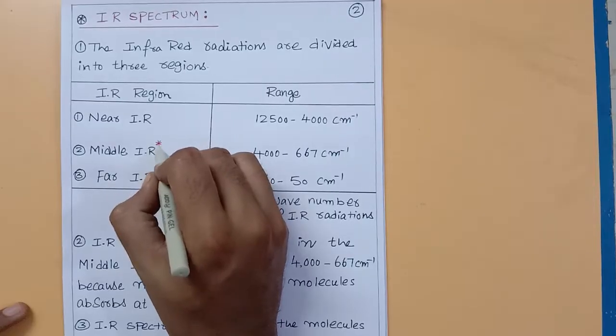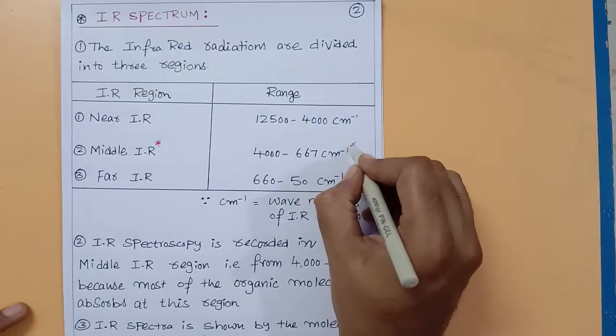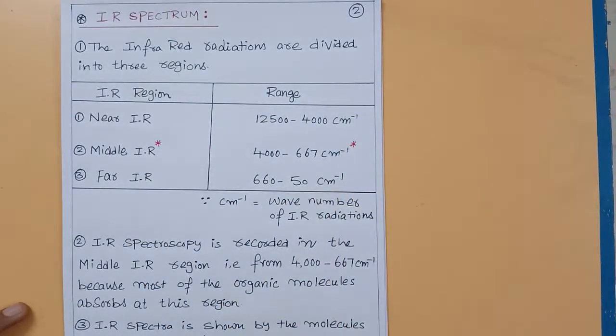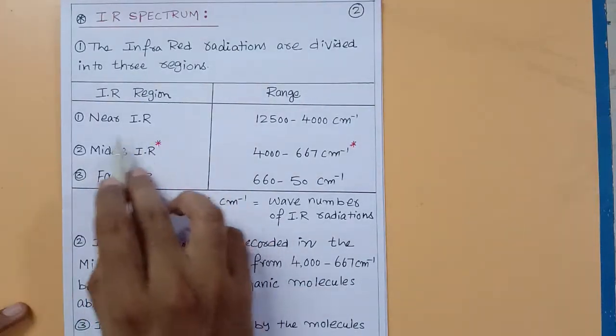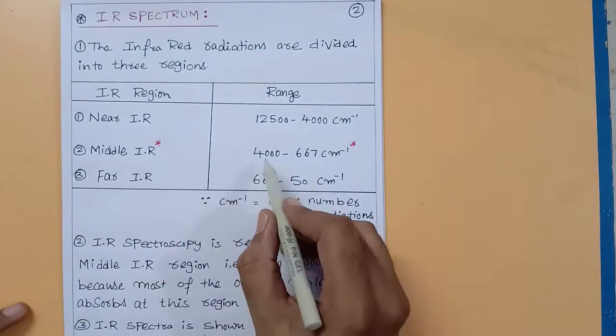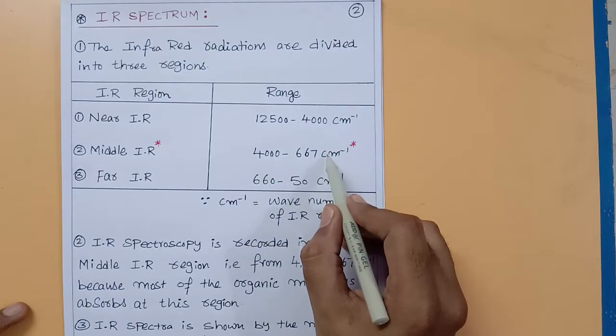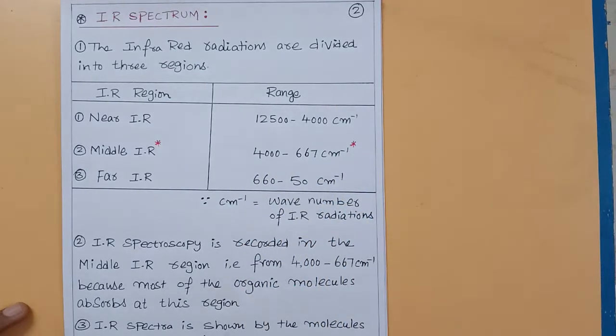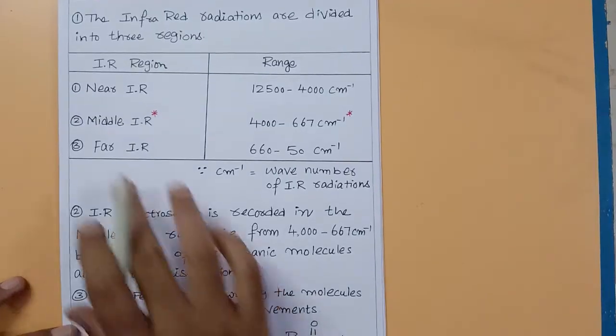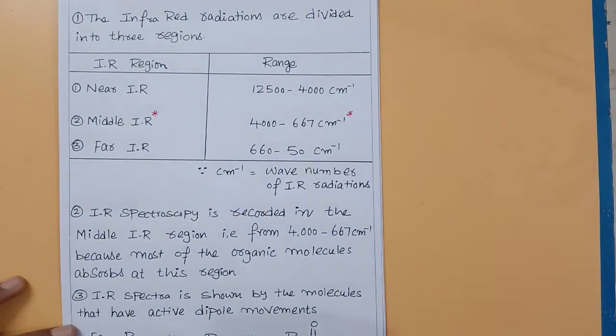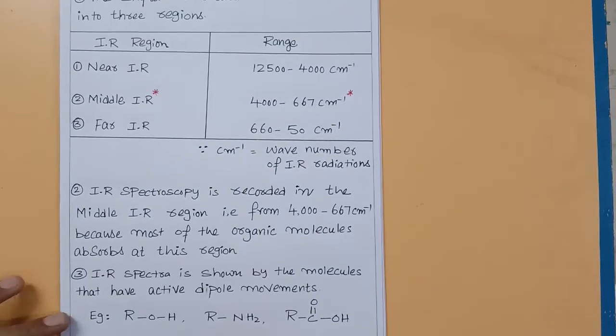Particularly we are interested in the middle IR region. In IR spectroscopy, the organic molecule is exposed to the middle IR region, that is from 4,000 to 667 centimeter inverse, because most of the organic molecules absorb in that region and show vibration that results in identification of that particular organic molecule.